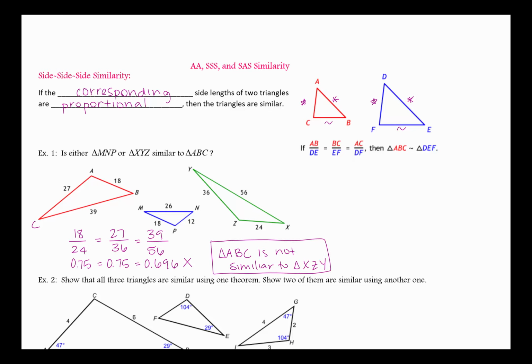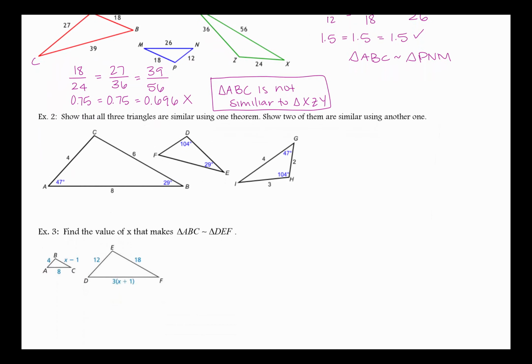So now let's compare with the middle one. You go ahead and try that one. As you can see in my work over here, I compared the short side, 18 and 12, then the medium side, 27 and 18, and then 39 and 26. When I put that in my calculator, I got 1.5 as decimals. You could also find fractions. And so 1.5, and I see that my two triangles, ABC, is in fact similar to PNM.